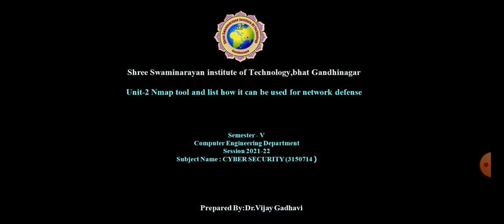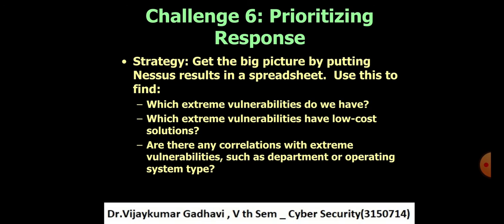At the last session of cybersecurity, we learned many challenges in vulnerability assessment and network scanning. Now we will see the next challenge, number 6, which is prioritizing response. The main strategy is to get the big picture by putting the Nessus results in a spreadsheet. Use this to find which extreme vulnerabilities we have.